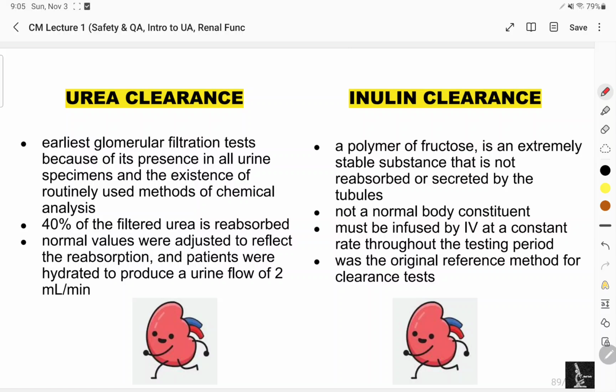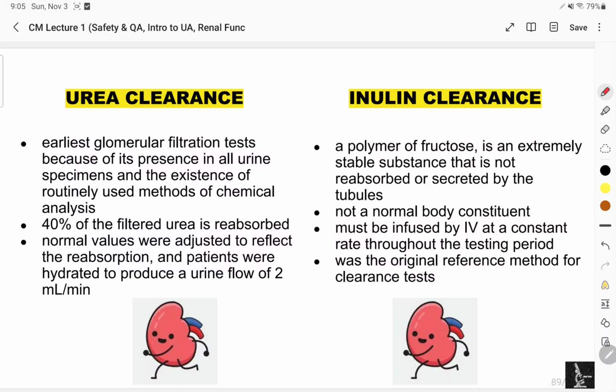Inulin clearance, your inulin is a polymer of fructose. So gina-intake ni siya sa pasyente, di ni siya makita sa lawas. Kinahanglan pa ni siya i-intake sa pasyente. So it is an exogenous material taken by the patient. So stable siya, nakapasar siya nga criteria. Stable siya, dili siya ma-reabsorb, dili siya ma-secrete, of course, immune pa man mo siya.